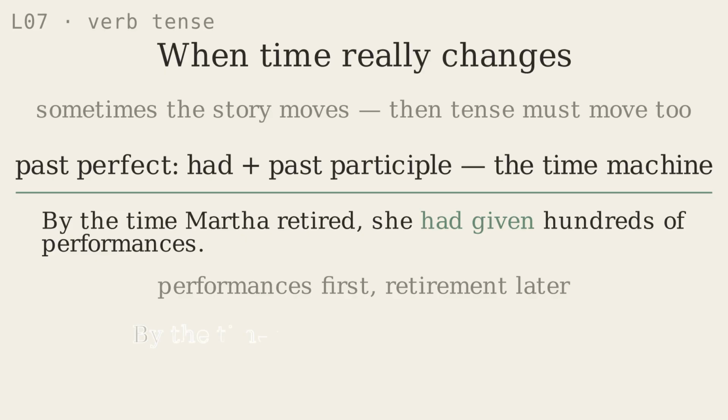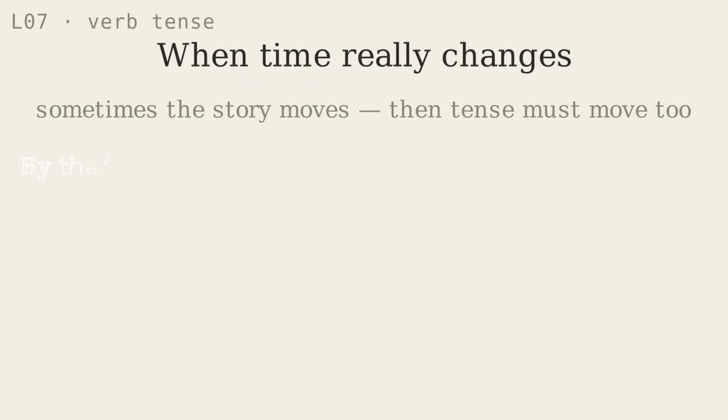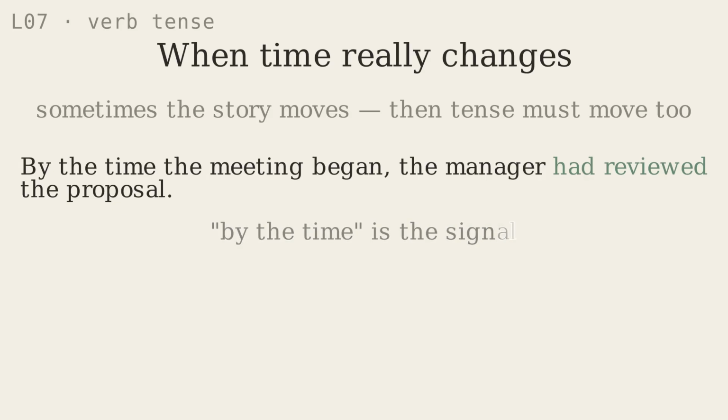The phrase by the time is often an important signal. Listen again. By the time the firefighters arrived, the residents had left the building. Which happened first? The residents left. Which happened later? The firefighters arrived. Because leaving happened before another past event, we use had left. Here is another example. By the time the meeting began, the manager had reviewed the proposal. First, the manager reviewed the proposal. Later, the meeting began. The phrase had reviewed makes the sequence clear.